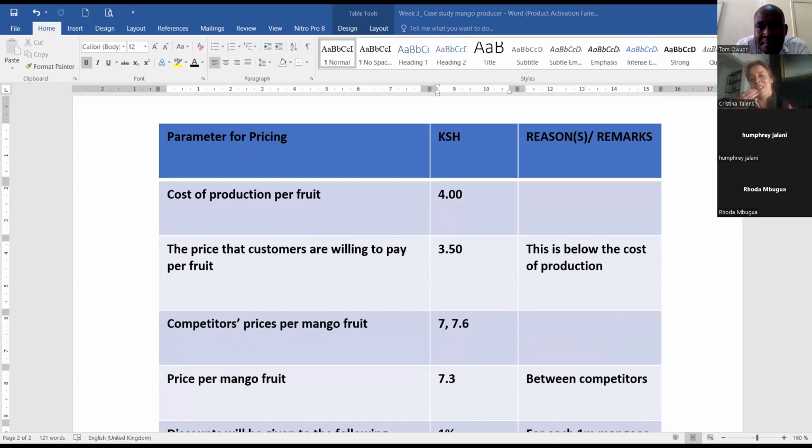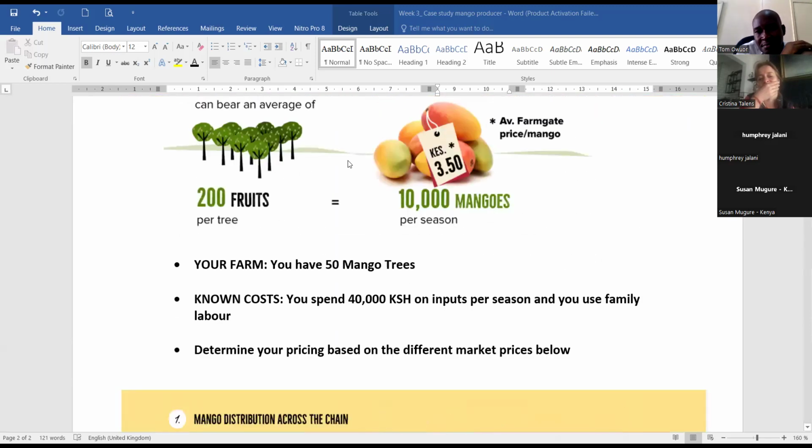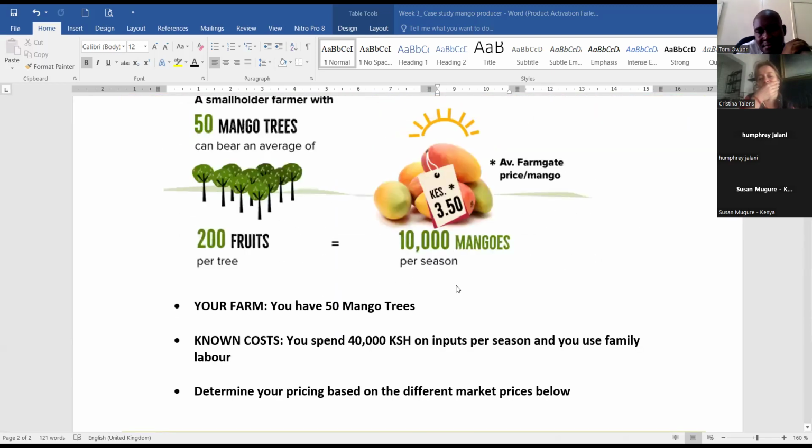Okay. Susan, rescue. Well, the case states already, according to the case, we have 10,000 mangoes in production, and the known cost of production is 40,000. So that does not take into account family labor. We just took that as it is. We did not factor in family labor, and we did 40,000 divided by 10,000.